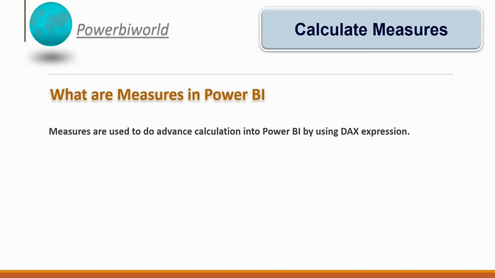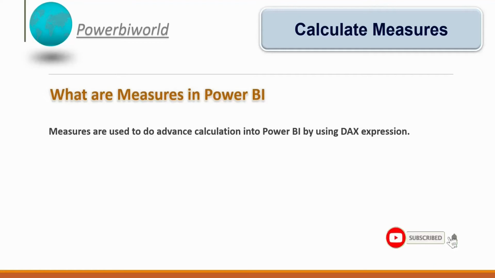There are also aggregated functions in Power BI, like we can use sum, average, minimum, maximum, count. These are the aggregated functions that are pre-built into Power BI. However, if you want to create some advanced calculations, with the help of DAX expression, we can create advanced calculations in Power BI. Okay, so let's go to the Power BI desktop and create simple calculations for us to understand what measures are in Power BI.